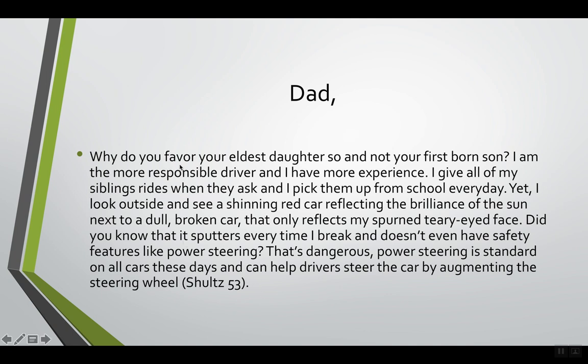But see what I'm doing here, right? I'm like, why is this injustice happening? And doing this shiny red car reflecting my sullen, teary-eyed face, right? And I'm a little cheeky there, right? But again, I'm talking to my father, and that's the idea. I'm trying to make a connection with him. I'm trying to show him that this is unfair and that, furthermore, it's unsafe, right? He should be worried about my safety if he's concerned, right? That might appeal to him more if he's concerned.